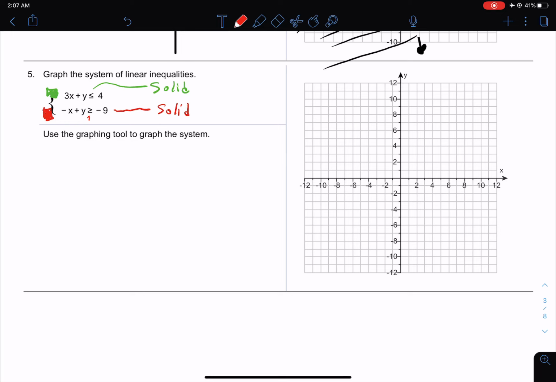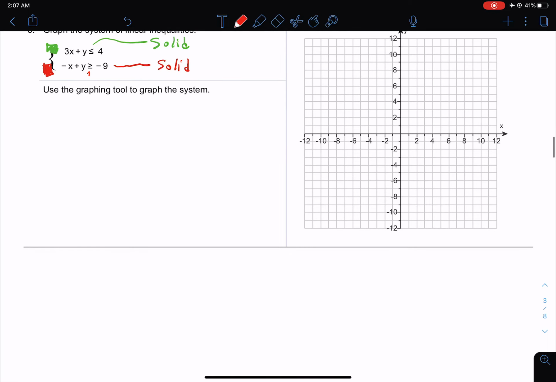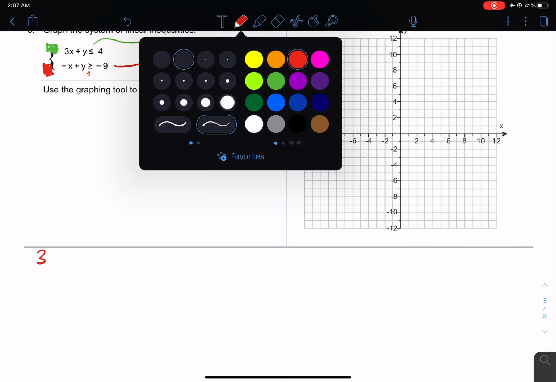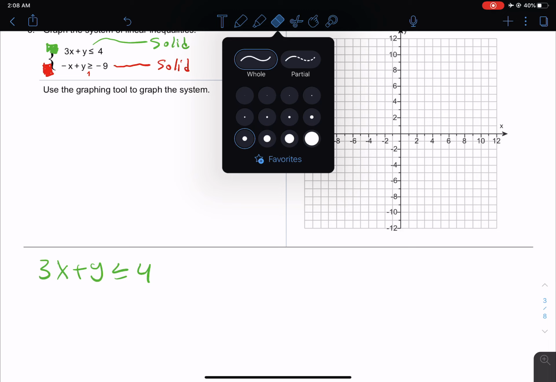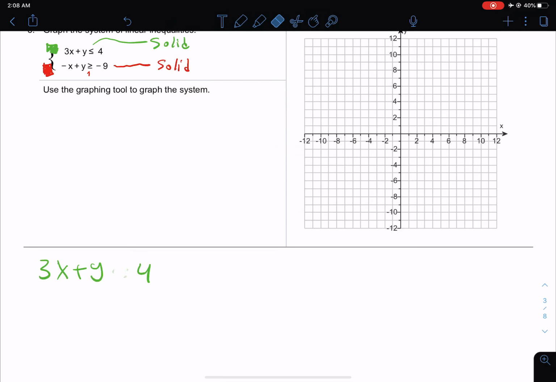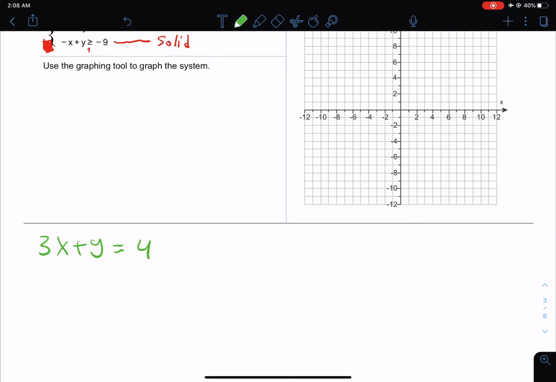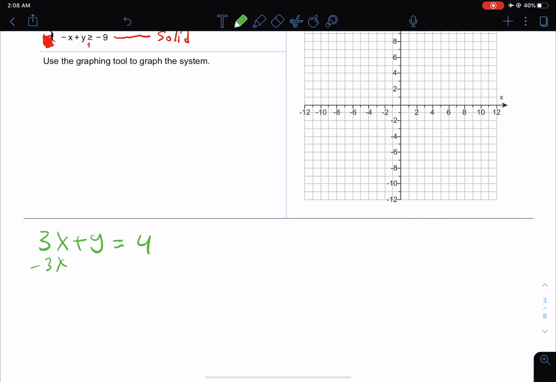Okay, so with that, let's go ahead and do some of our solving here. I think we have space right here. I'm just going to write this out. The first one was in green, so that's 3x plus y is less than or equal to 4. Now remember, the recommendation is to go ahead and solve it as an equation. You can either use slope-intercept form or whatever, and I'm going to use slope-intercept form. So I'm just going to subtract 3x from both sides. This gives me y equals negative 3x plus 4.